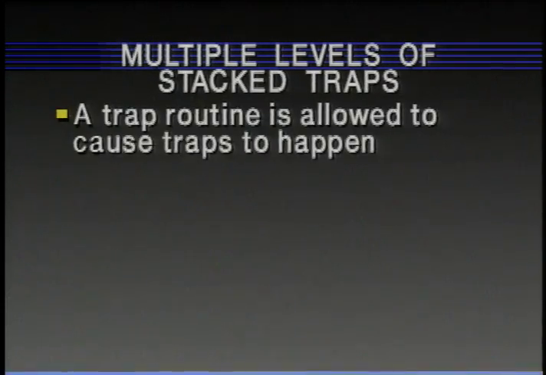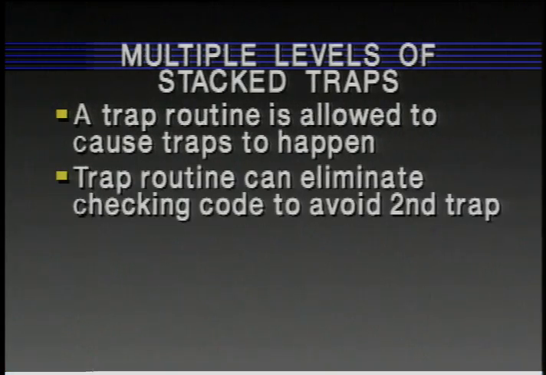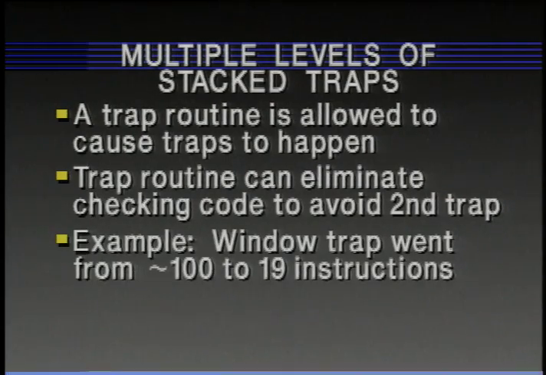We've added multiple levels of stacked traps, and let me explain again why this is particularly important. This would allow a trap routine itself to allow another trap to happen. When we were examining the Unix operating system, one of the things we found is we were spending a lot of time in the trap handlers just checking for some very obscure condition that would likely never happen because we couldn't afford to let another trap happen while we were in the trap handler. One example of this would be the register window handler that went from almost 100 instructions in version 8 SPARC down to only 19 instructions in version 9 because we could avoid a lot of this excessive checking.